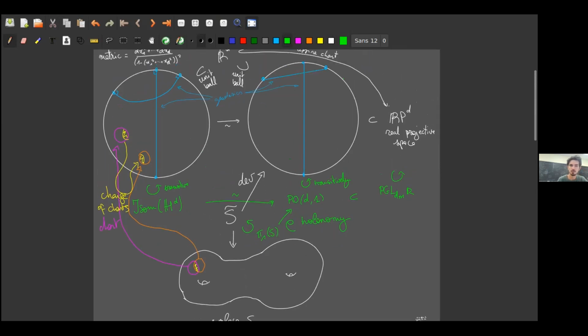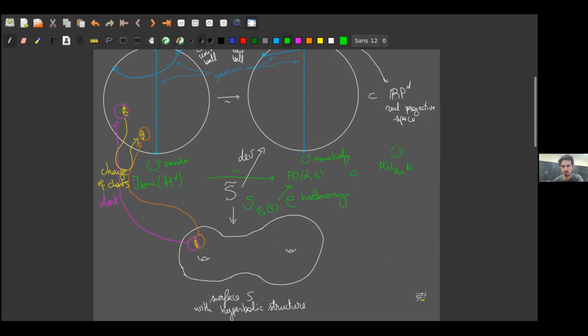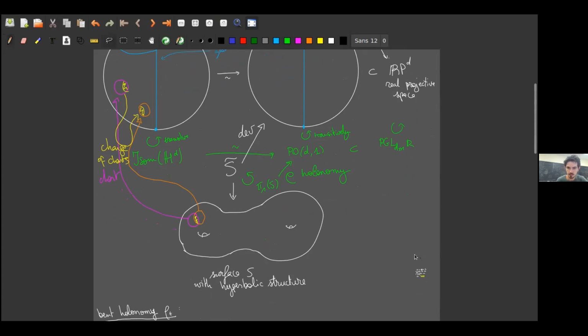Since, if we use the Klein model on the right, we can see that the hyperbolic structure naturally gives rise to a projective structure, right? We have charts that go into the projective space, and the changes of charts are projective transformations. What we are going to do now is deform our hyperbolic structure into a projective structure which is not hyperbolic anymore. To do this, we are going to use a bending procedure.